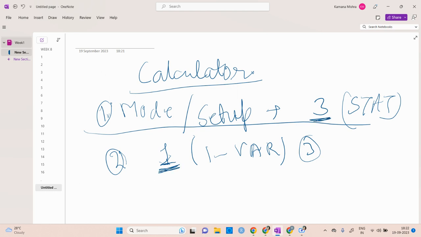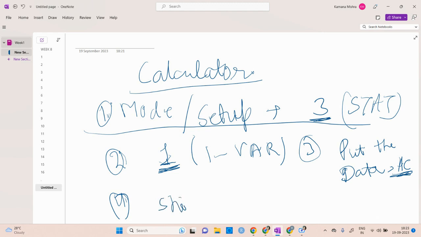Okay. And then the third point is just to put the data, and once you put the data, just click on AC. Okay, this will save your data. So whatsoever you give, I'm just giving 2. Okay, and then after AC, the fourth point is to use shift 1. And then the fifth point is to go to 4, click on 4, and then you can find there whatsoever you want to find.